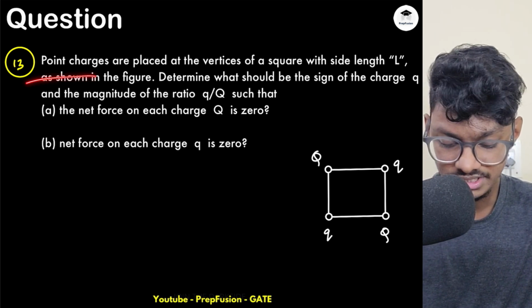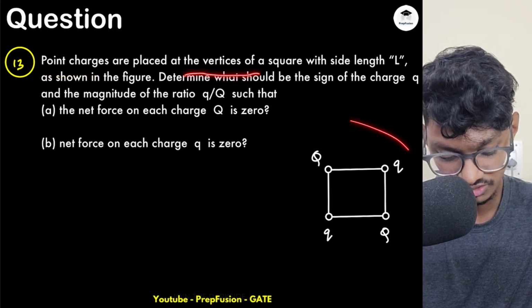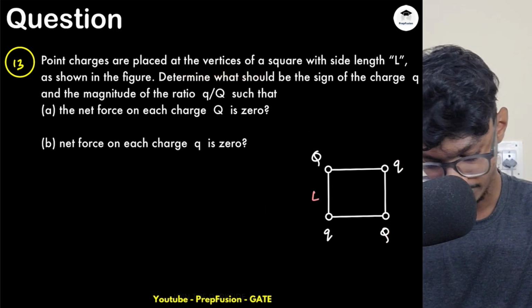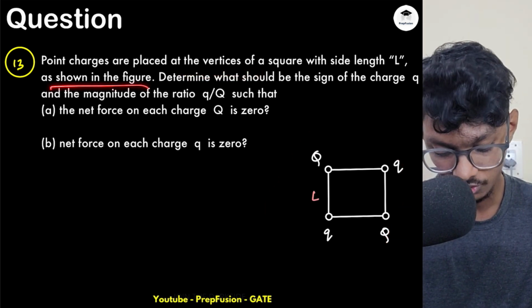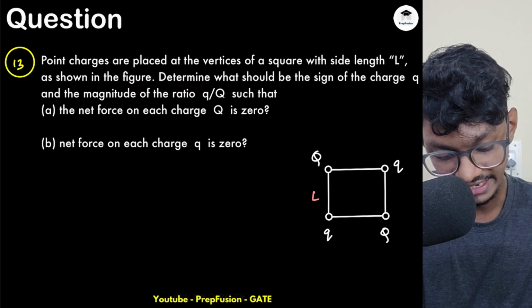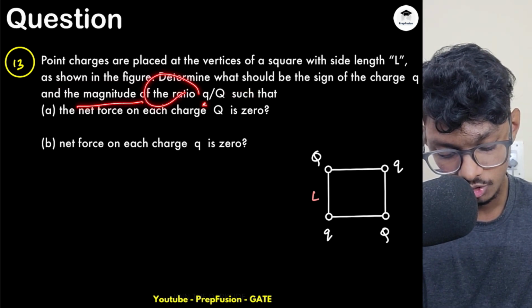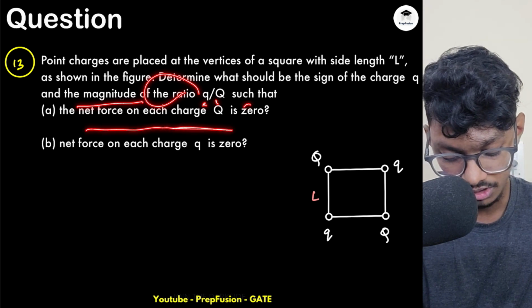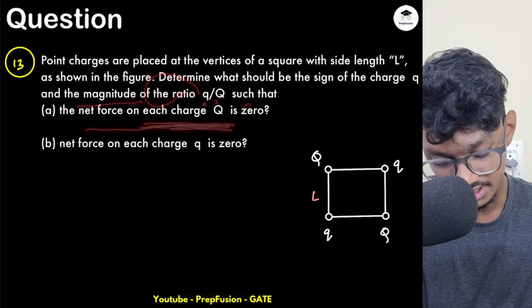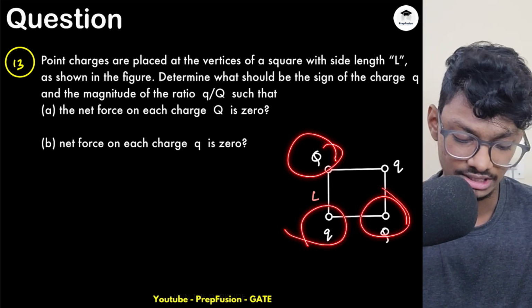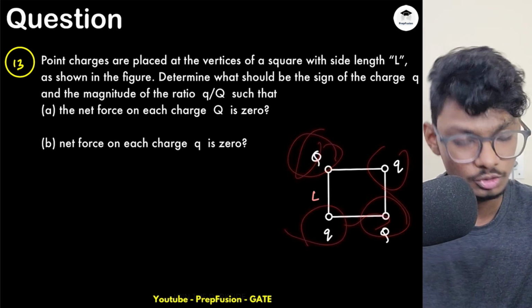Next is: point charges are placed at the vertices of a square with length L, as shown in the figure. Determine what should be the sign of the charge Q and the magnitude of the ratio Q by q such that the net force on each charge q is 0. The net force on this charge q is 0. This can be something else, but the net force on this q charge is 0.